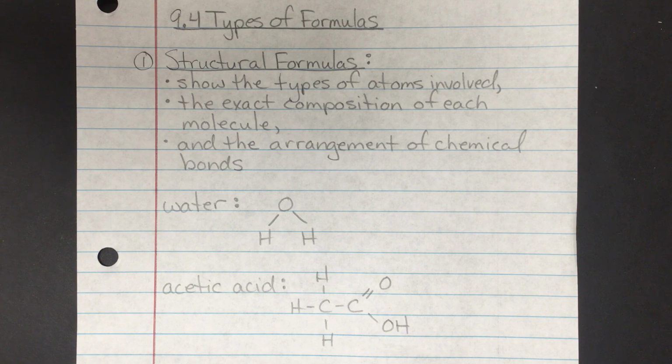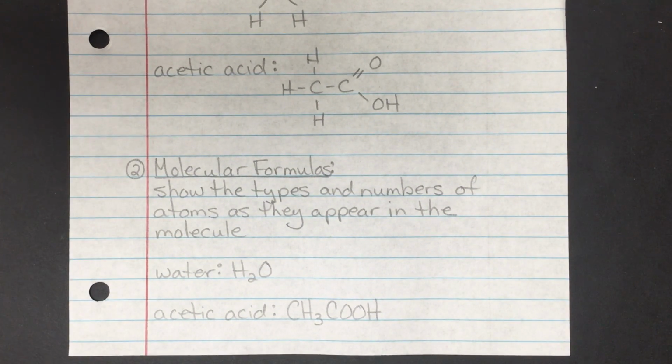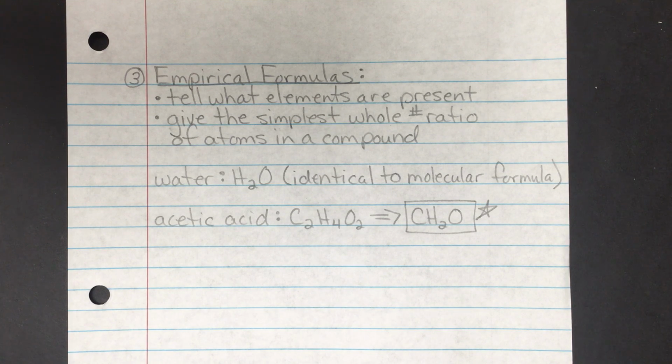The first topic for today is section 9.4, types of formulas, and there are three types of formulas I'm going to talk about. The first is a structural formula. I'll give you a chance here to pause the video and copy your notes. The second type of formula is a molecular formula, and again, I'll pause for a minute to give you a chance to copy your notes. And the third type is an empirical formula.